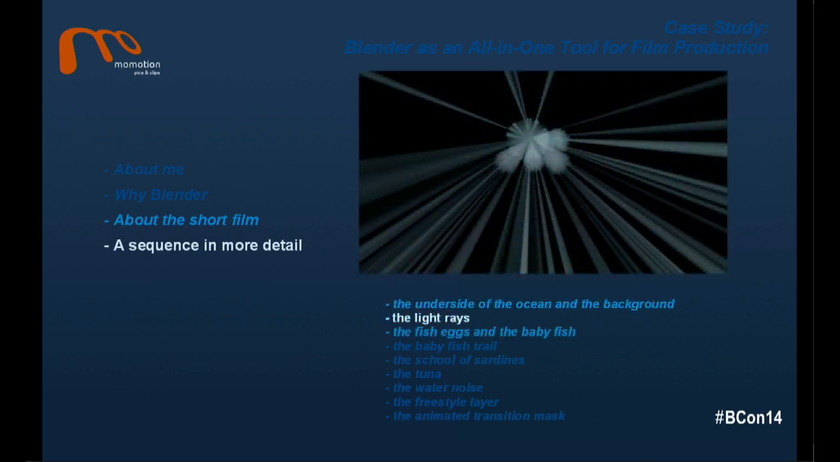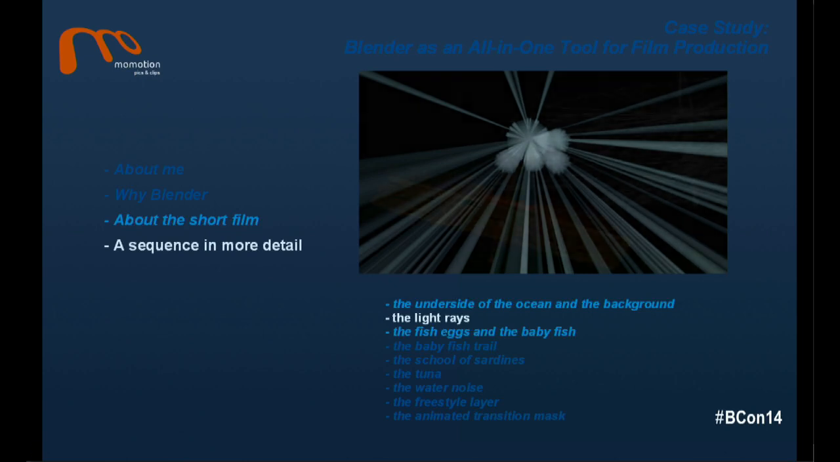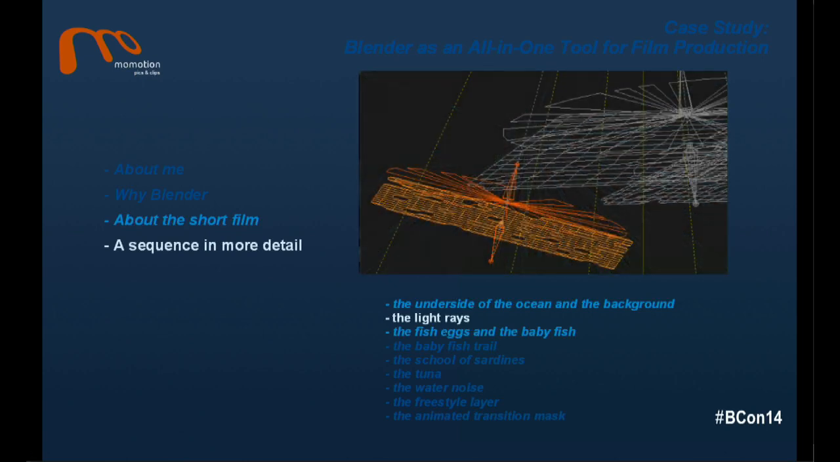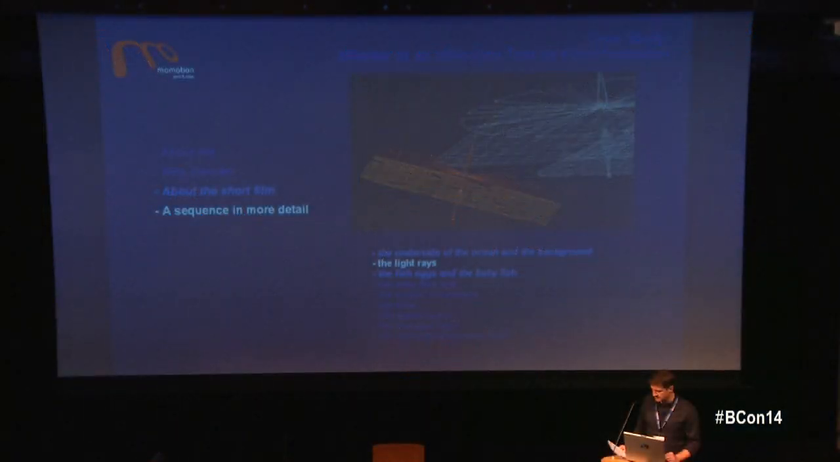The light rays were a similar cheat. Basically, they are spot lamps with a volumetric halo. The halo gets partially blocked off by a plane with holes. The square one. Right above that plane, a disc with some missing segments is rotating. This creates the illusion of randomly casted light beams shining through the ocean surface.